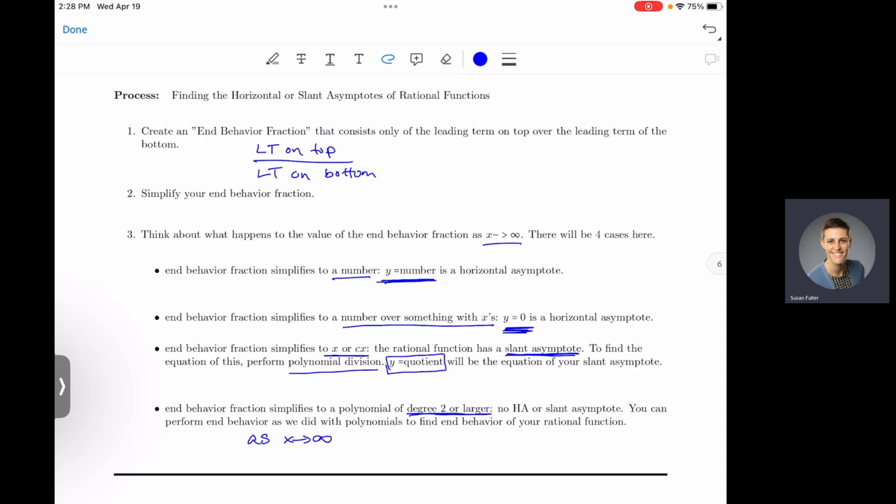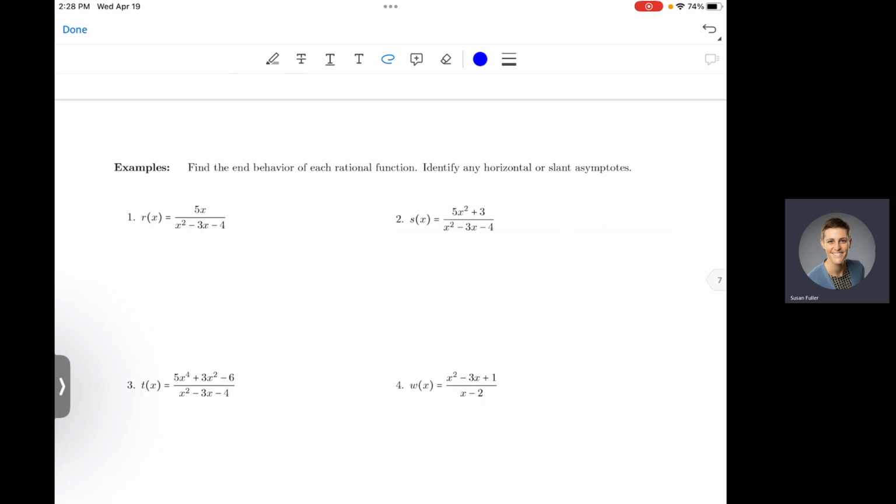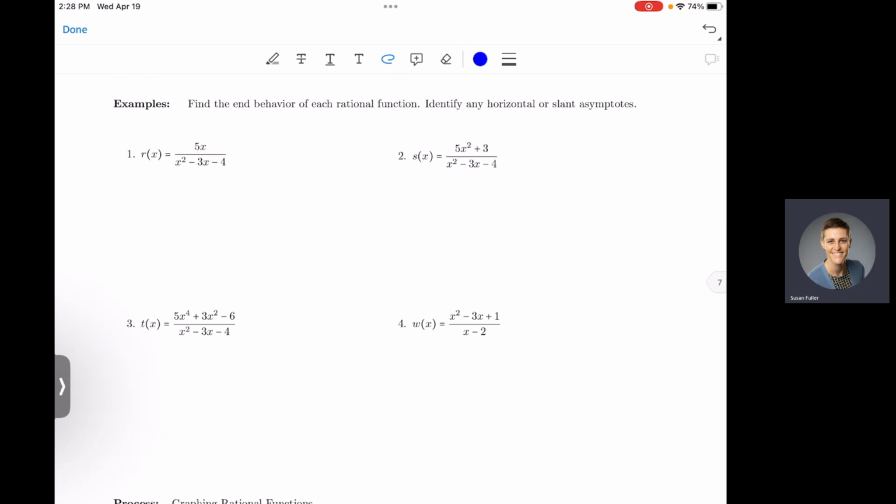So you'll do, as x approaches infinity, what does y do? And that's going to depend on whatever your end behavior fraction does. And then as x approaches negative infinity, whatever happens to your end behavior fraction as x goes to negative infinity, that's what y is going to do. So you'll perform polynomial end behavior with your simplified end behavior fraction, just like we did on Monday. Okay, so let's do some examples here. So we want to find the end behavior of each of these. And while we do that, we will identify any horizontal or slant asymptotes that we might have.